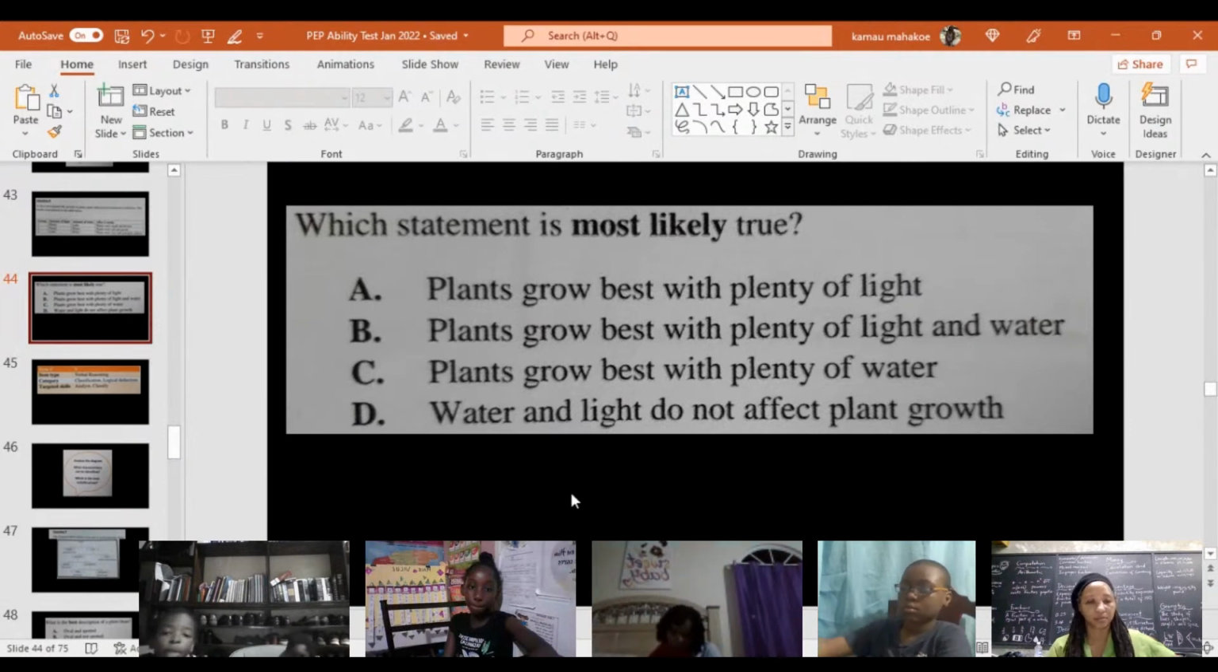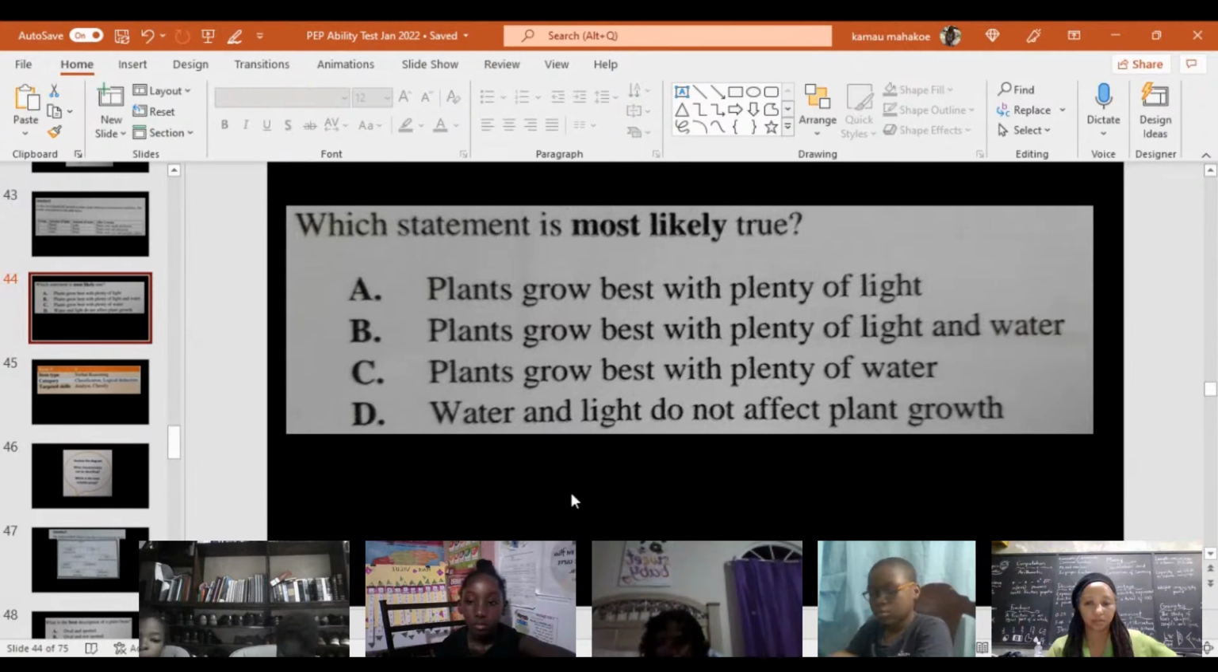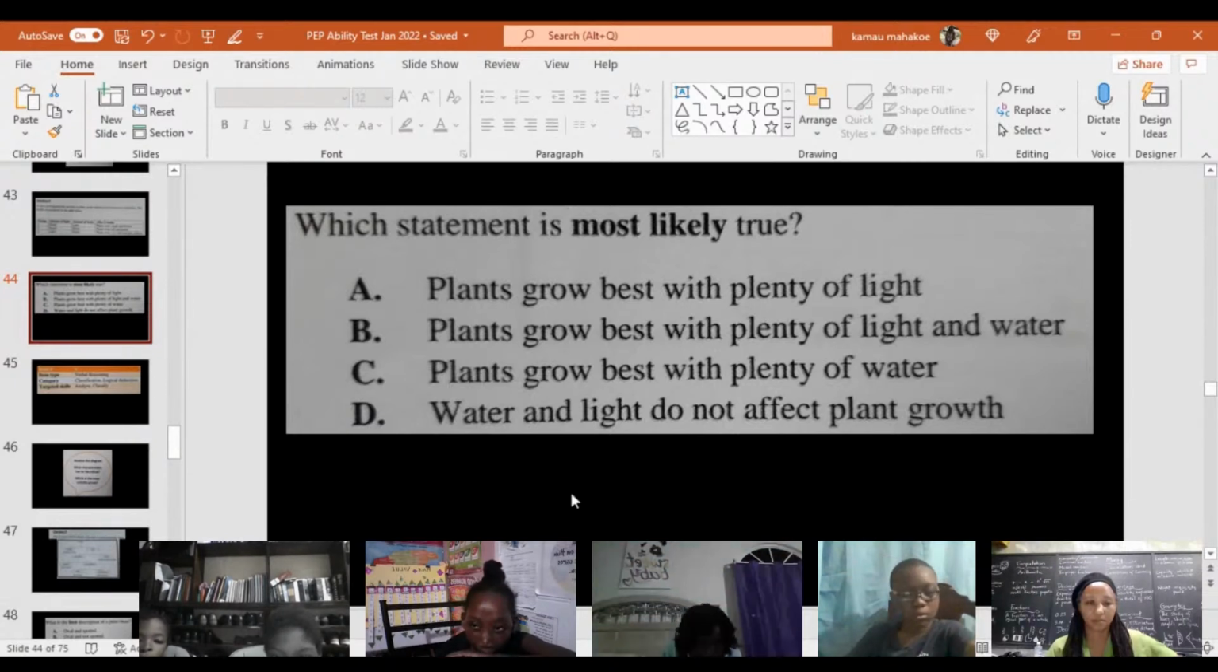Okay, miss. Which statement is most likely true? A. Plants grow best with plenty of light. B. Plants grow best with plenty of light and water. C. Plants grow best with plenty of water. D. Water and light do not affect plant growth.